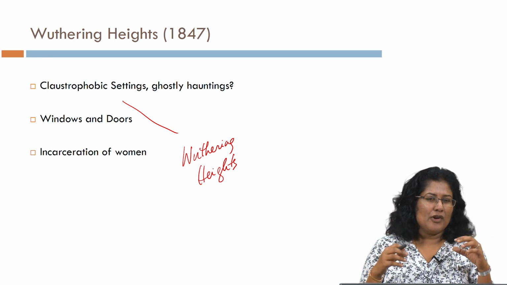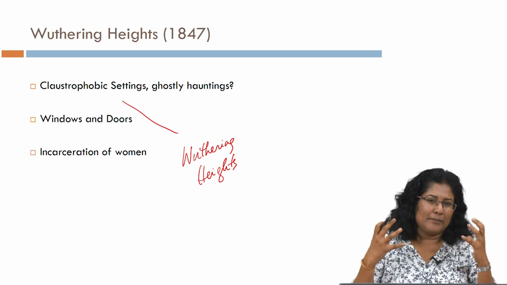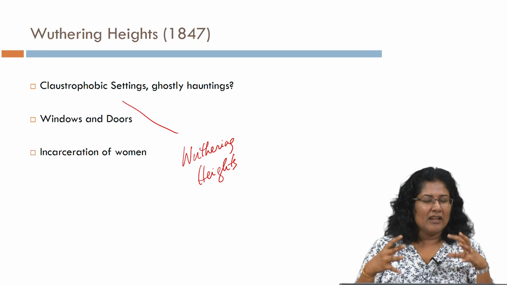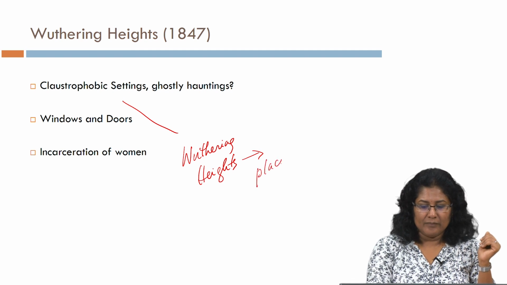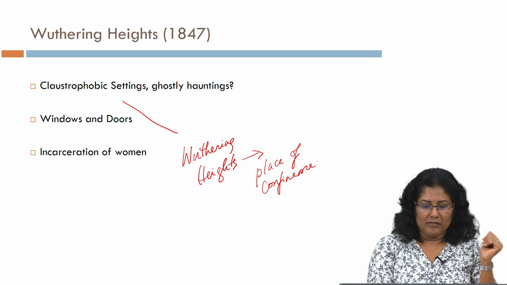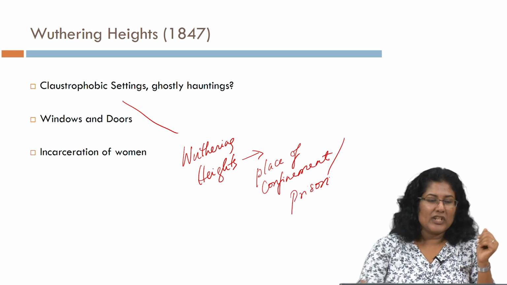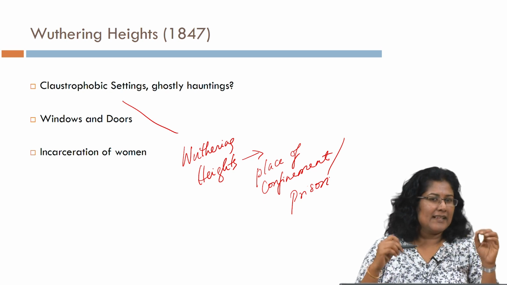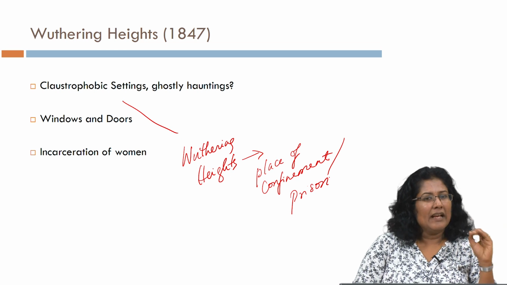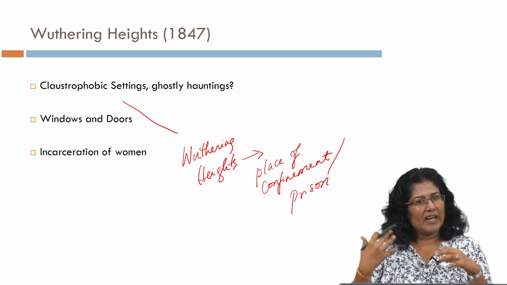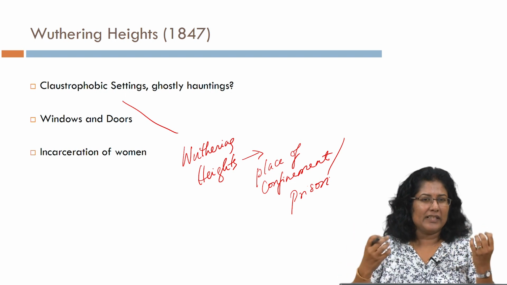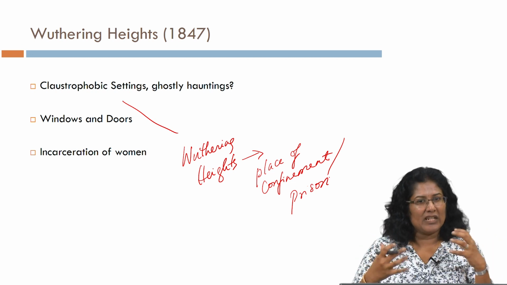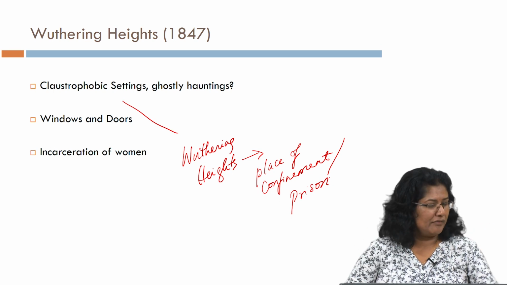And there are lots of references to windows and doors in this particular novel, because they are the aspects of confinement. They keep people in. So we have women being shut up. We have Heathcliff being shut up when he was a child inside Wuthering Heights. So Wuthering Heights becomes a place of confinement, the prison in which several people are locked up at several moments of this narrative. So, incarceration of women, and as I said, at some moments in the past, we see Heathcliff himself being imprisoned there. So the novel itself becomes identified with this emotion of claustrophobia or incarceration, and that idea is something that we find in Gothic fiction too.